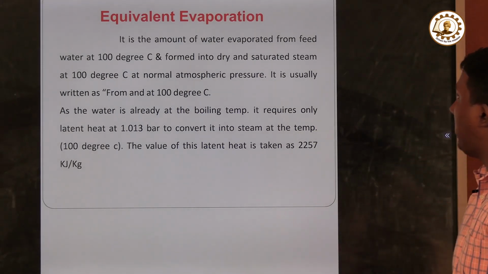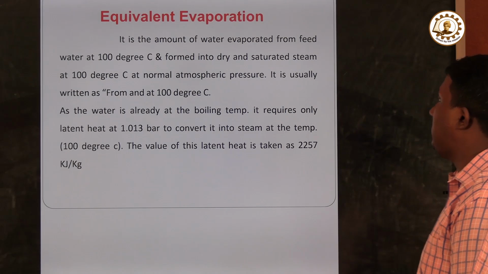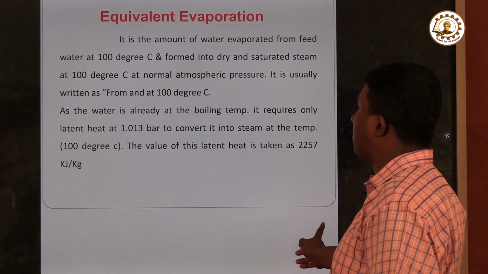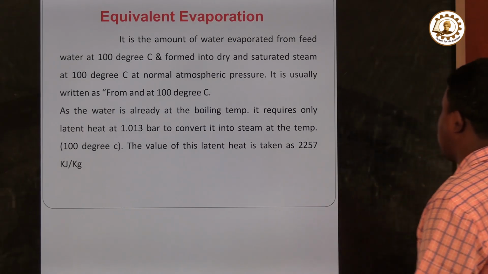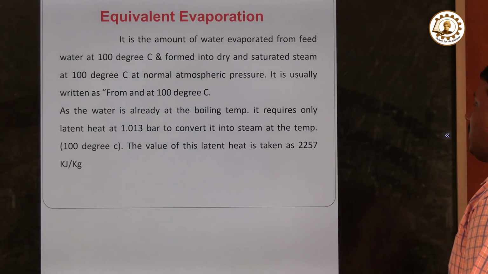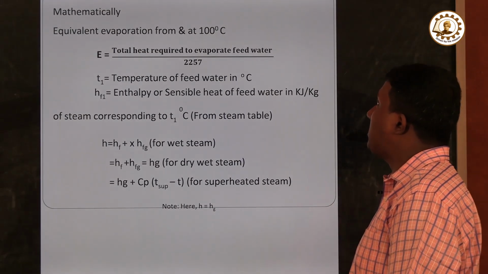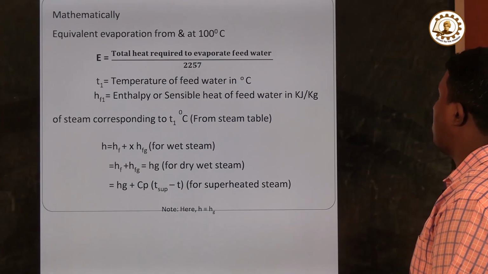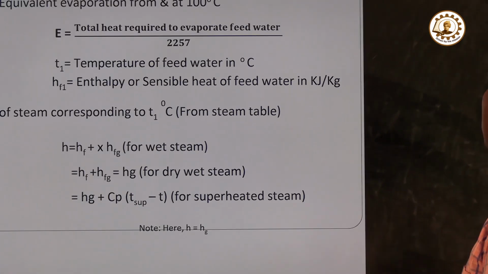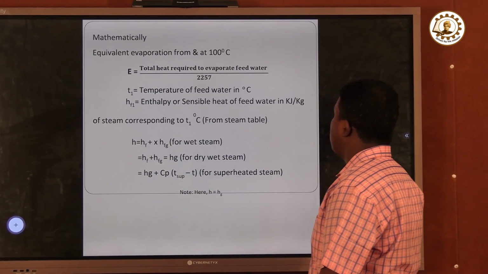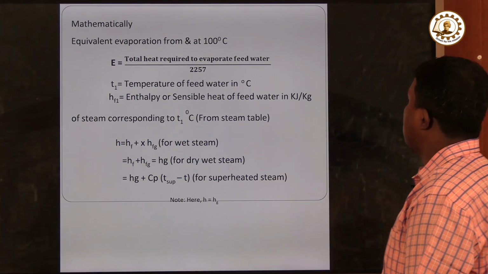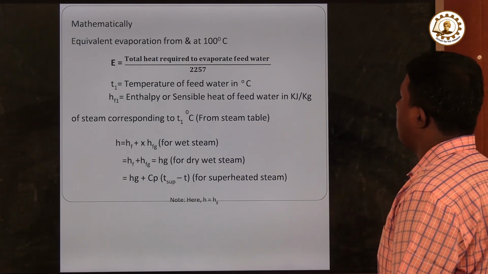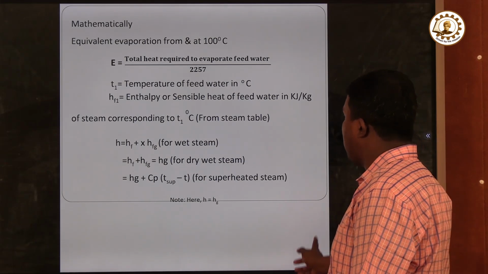As water is already at the boiling temperature, it requires only the latent heat at 1.013 bar to convert it into steam at 100 degrees Celsius. The value of this latent heat is taken as 2253 kilojoule per kg. Mathematically, it is expressed by E, the ratio of total heat required to evaporate feed water divided by this latent heat value, where H is the enthalpy. For different steam, you will use this particular formula in order to get the enthalpy value.